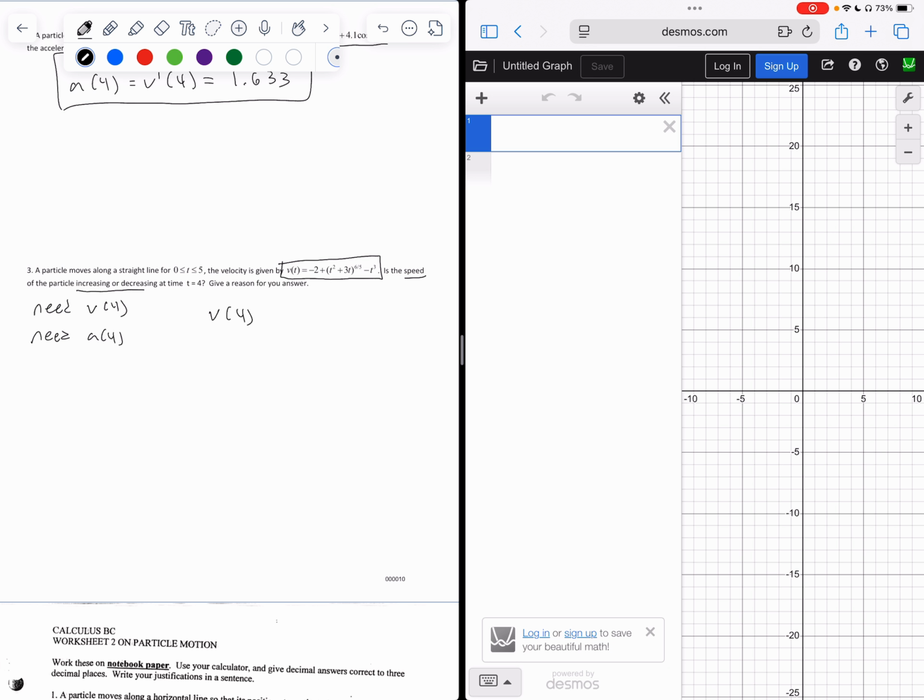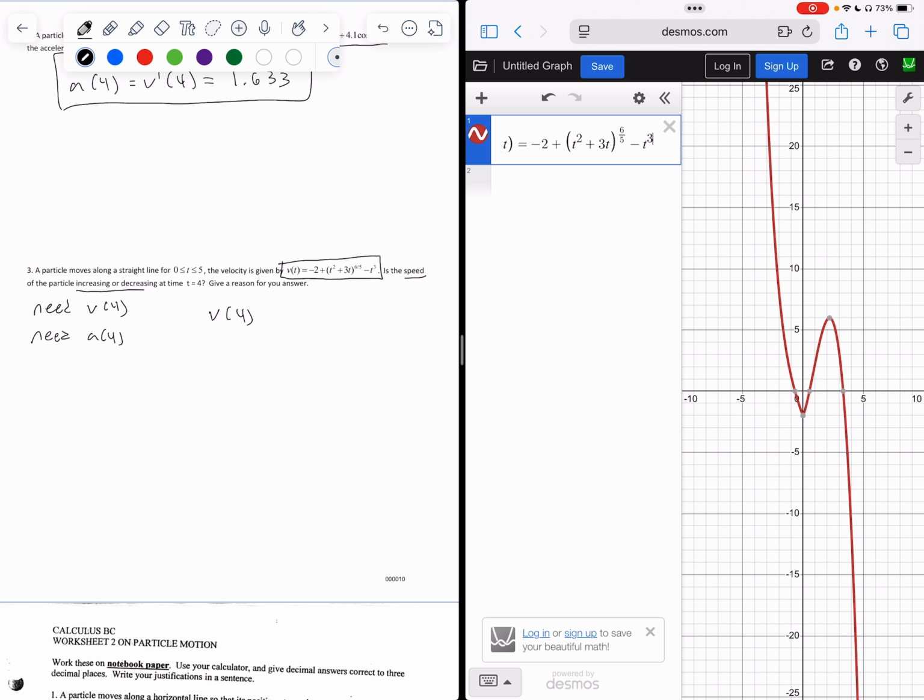So if I go over here, I'm going to type in my new velocity equation. Again, I'm going to use f of t here, and that's going to be negative 2 plus, open up some parentheses, t squared plus 3t, and that's going to be raised to the 6/5, caret 6 divided by 5, and then minus t to the third. Notice how ugly this is, because they really don't want you to take the derivative here by hand.